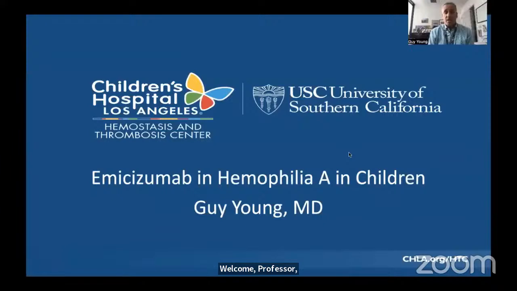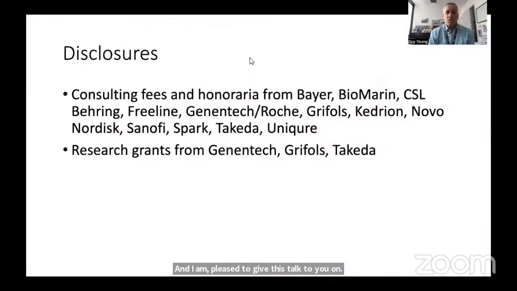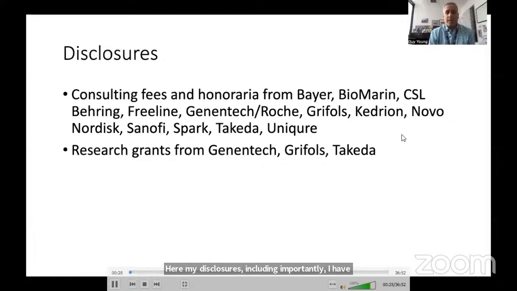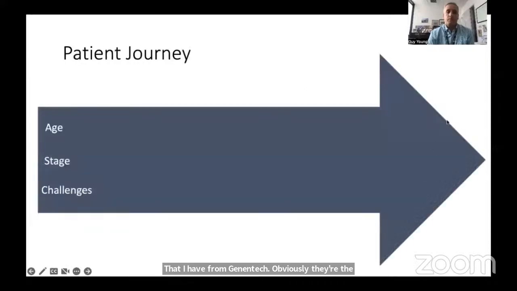Hello, this is Guy Young. It's a pleasure for me to be with you virtually. And I am pleased to give this talk to you on emicizumab in hemophilia A in children. Here are my disclosures, including, importantly, I have disclosures with Genentech and Roche and a research grant that I have from Genentech. Obviously, they're the manufacturers of emicizumab.